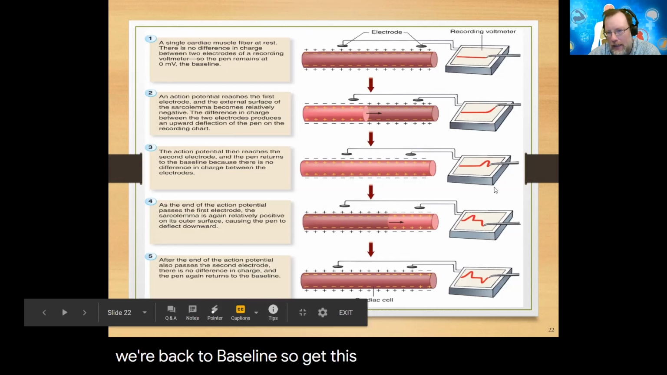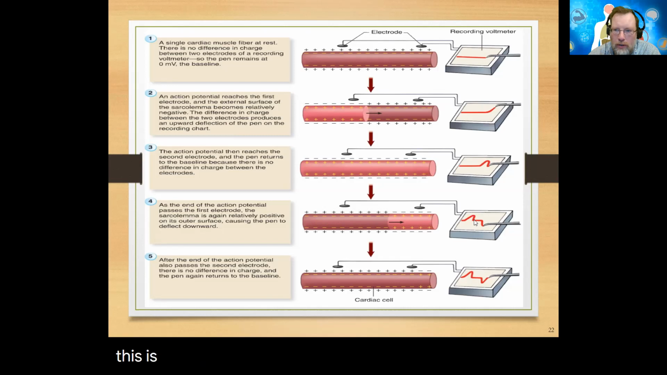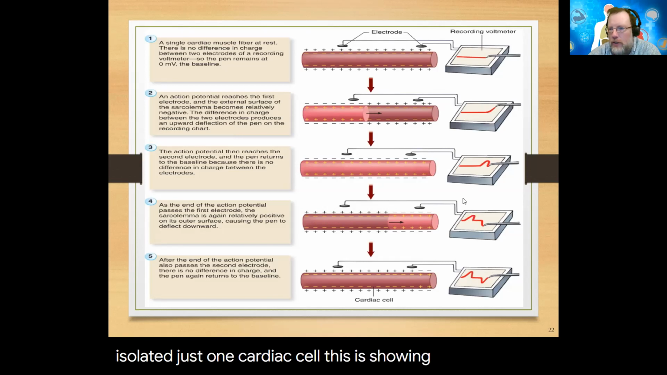So again, this is not an EKG necessarily. This is one small portion of what we could possibly see if we isolated just one cardiac cell. This is showing an action potential.